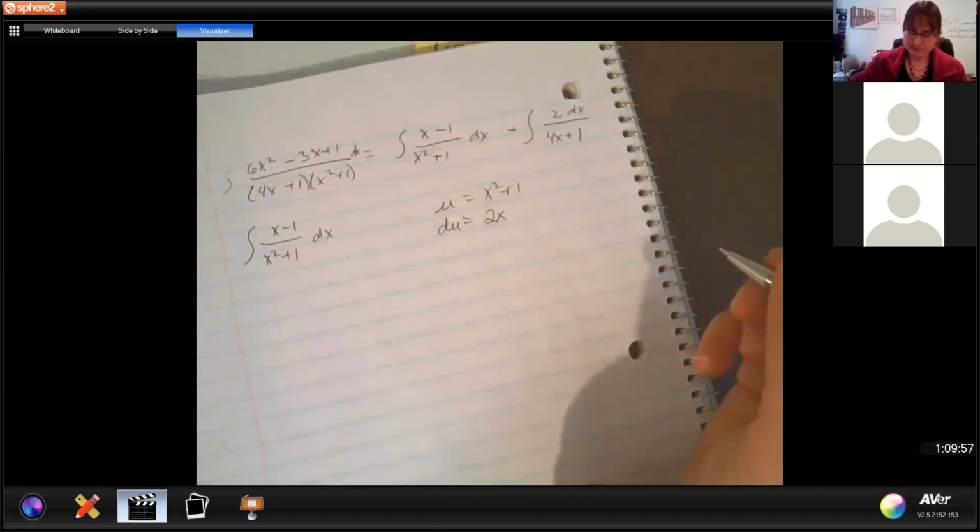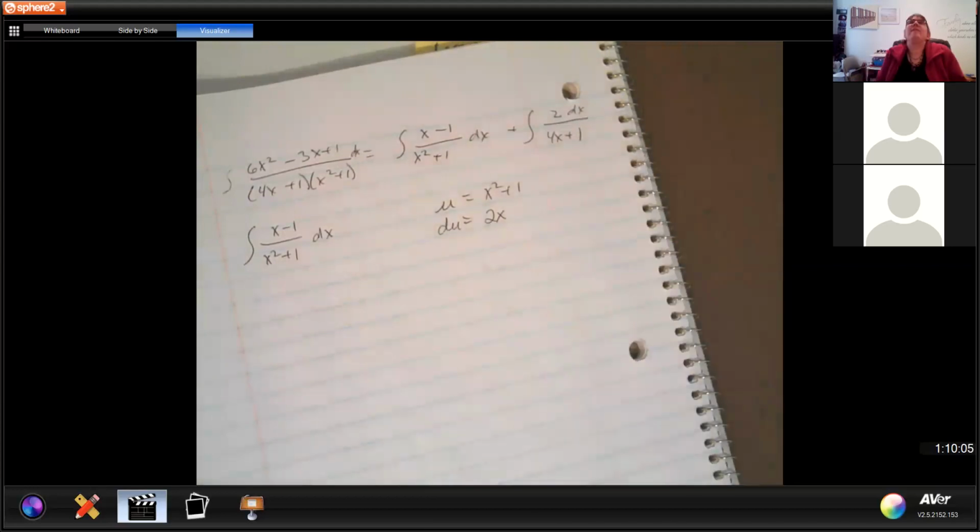This is where we did trig functions, right? Integral of trig functions. This is where the memorization of trig functions comes into play.